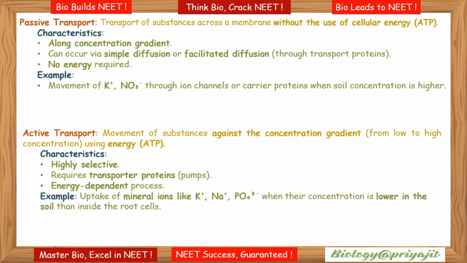Passive transport: transport of substances across a membrane without the use of cellular energy is called passive transport. It occurs along the concentration gradient and can occur via simple diffusion or facilitated diffusion through transporter proteins.